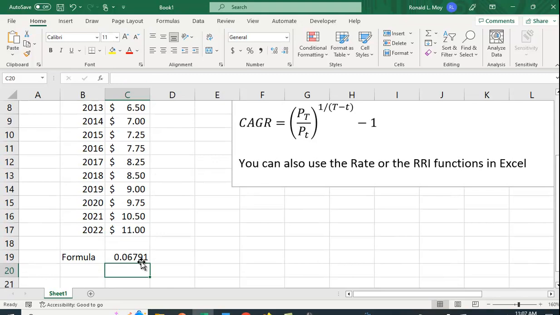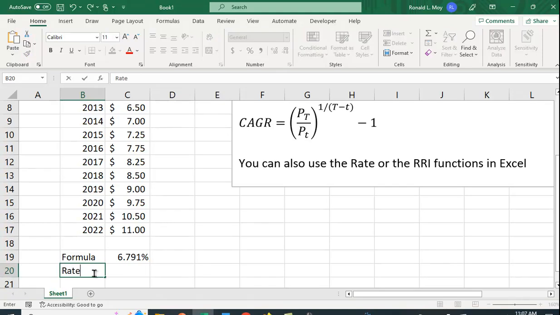If I do that, I get 0.06791, and if I want to make that a percentage and then increase the number of decimal places, 6.791%. Now let's try it with the RATE function.